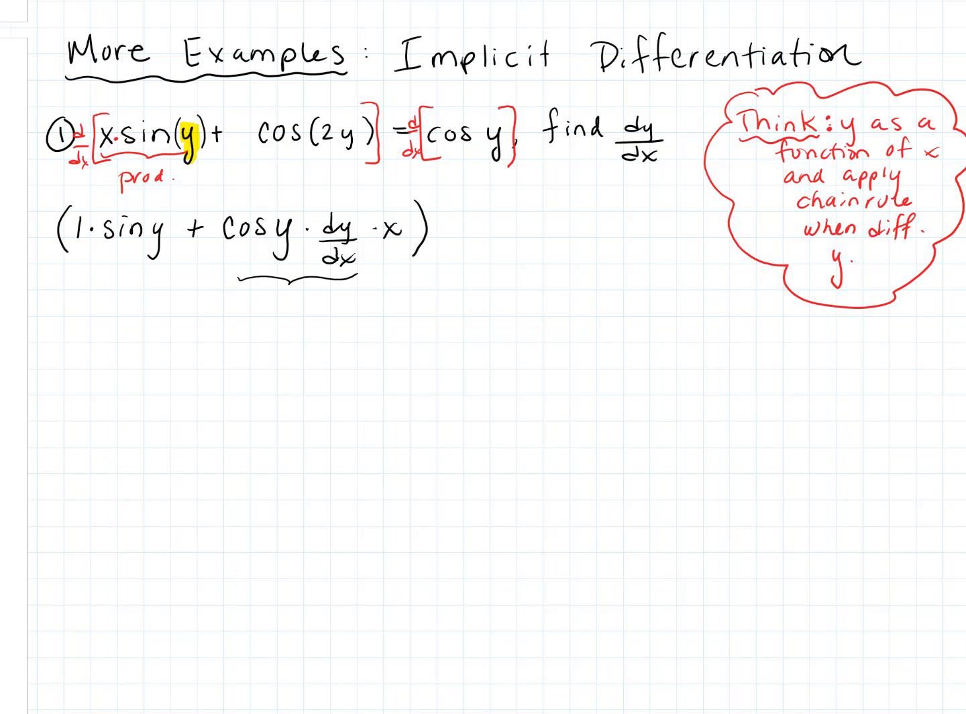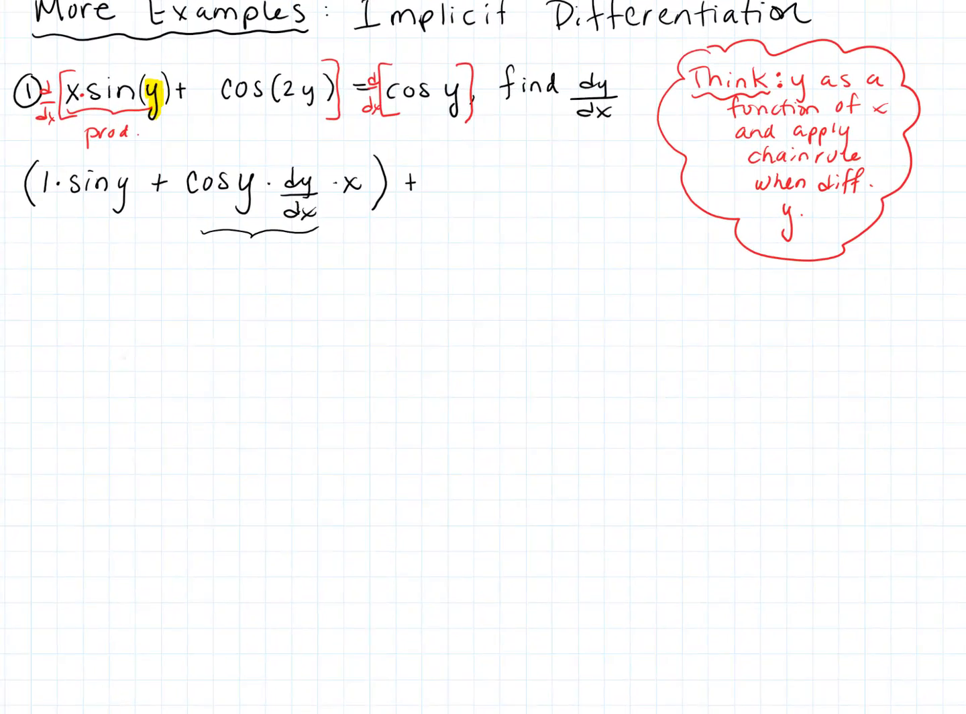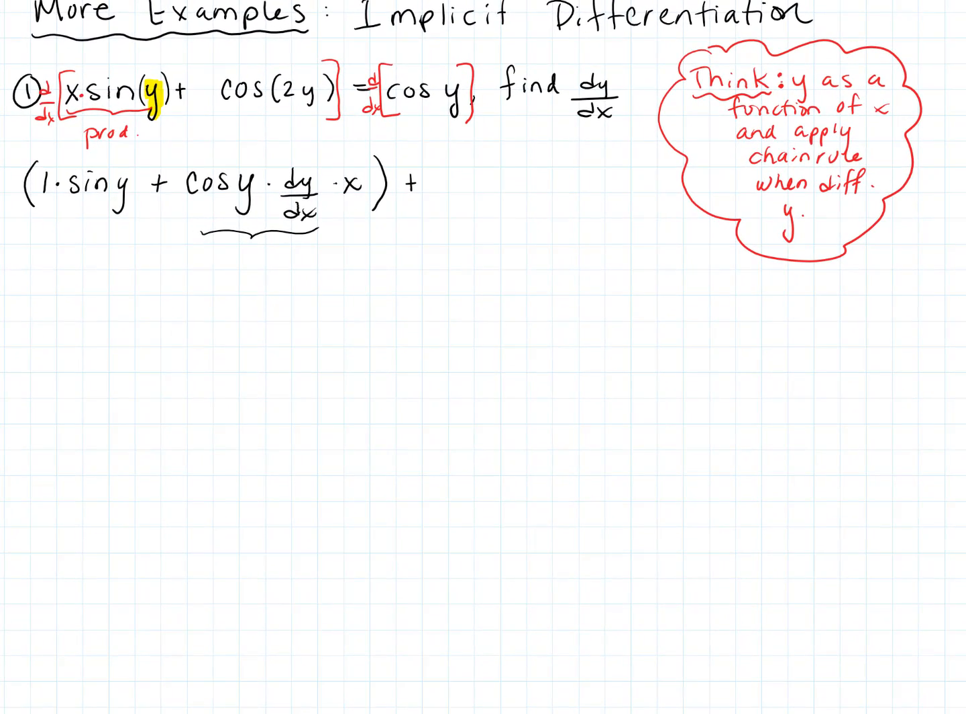Then we're going to have to add the derivative of the cosine of 2y. So the derivative of the cosine is negative sine of 2y. But then we have to take the derivative of 2y, and the derivative of 2y is 2. Then we have to take the derivative of y, and the derivative of y is dy dx.